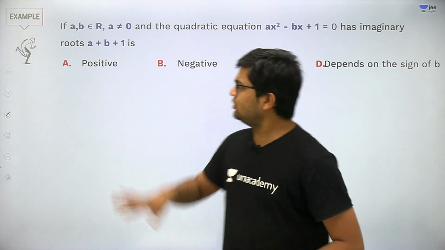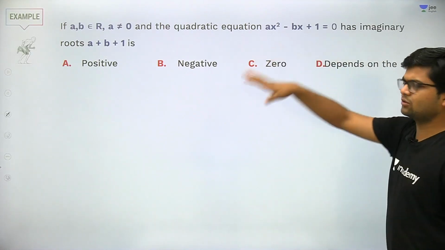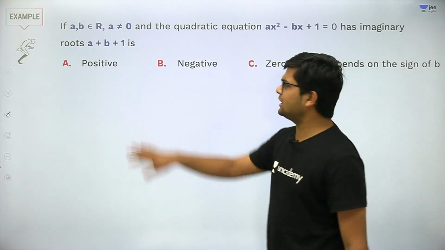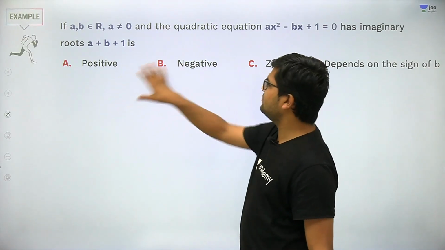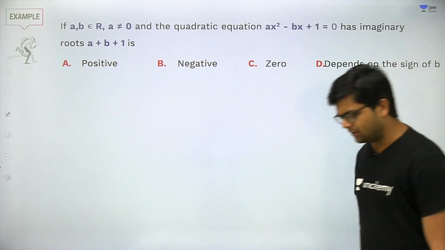A is non-zero, so it becomes a quadratic for sure, and this quadratic has imaginary roots. Then we need to find out whether a plus b plus 1 is positive, negative, or 0, which depends upon the sign of a and b. That we need to find out.